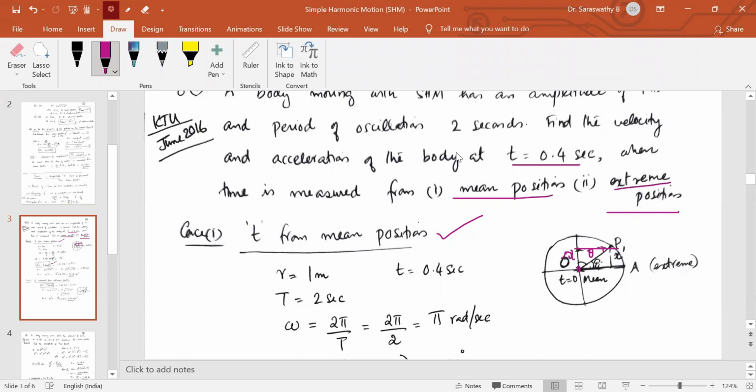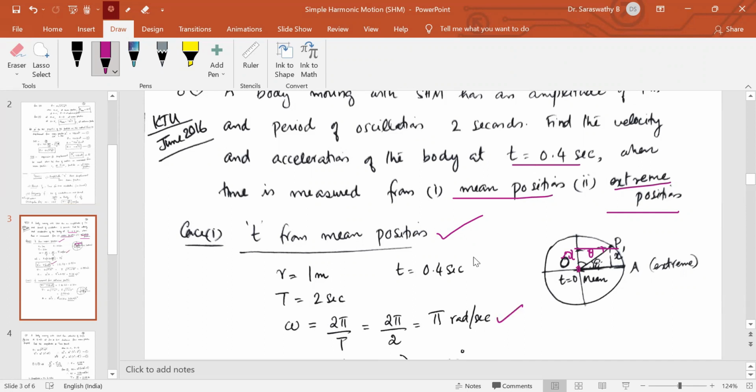Period of oscillation is 2 seconds, so the time period is 2 seconds. From that we get the angular velocity omega. Omega into t is 2 pi radians, so omega is equal to 2 pi by T. From that we get the angular velocity, pi radians per second.